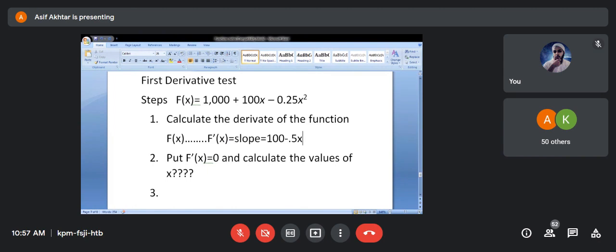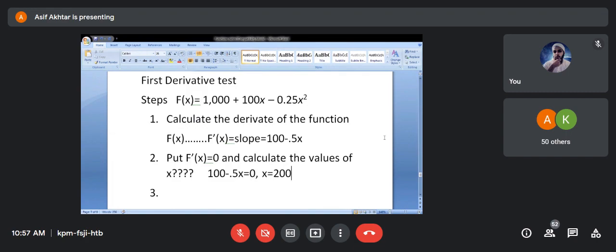Are you all together up till here? Yes, sir. Okay. Now put it equal to 0 and determine the value of x. So what we need to do here is we put it equal to 0. So 100 minus 0.5x equal to 0. And from here x is coming out to be how much? 200. This comes out to be 200.